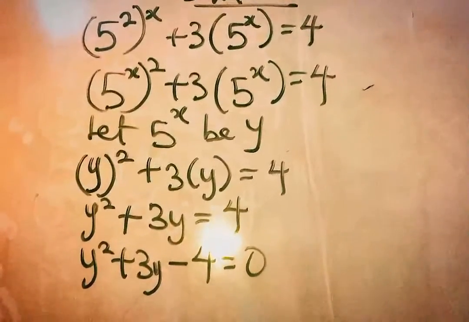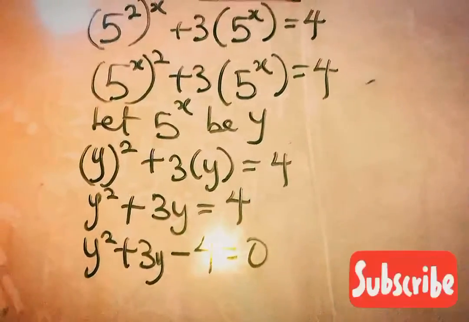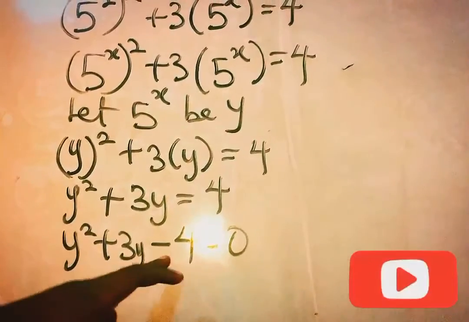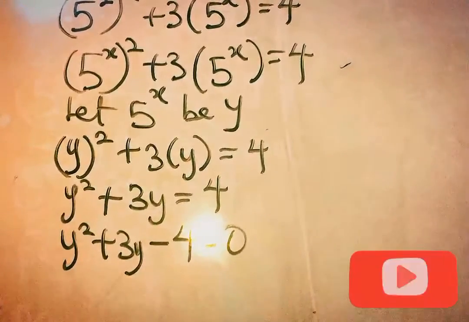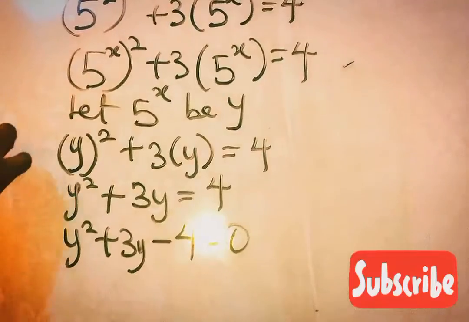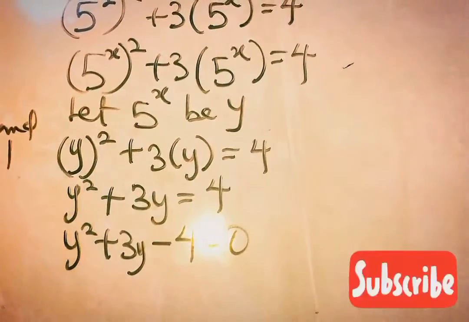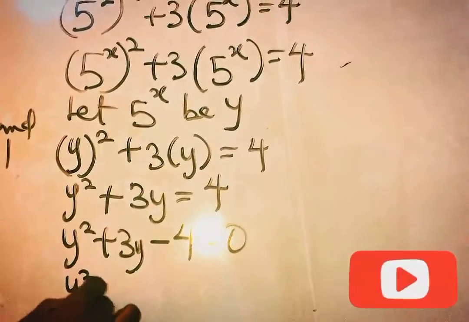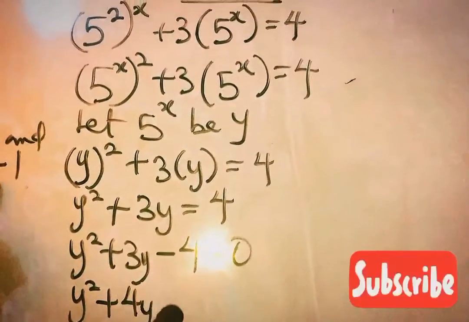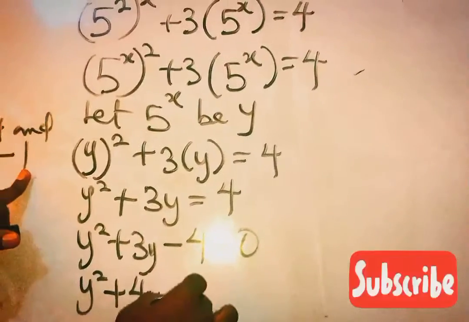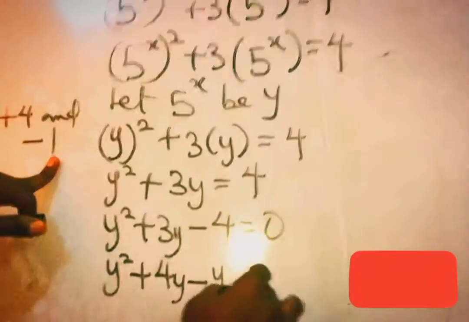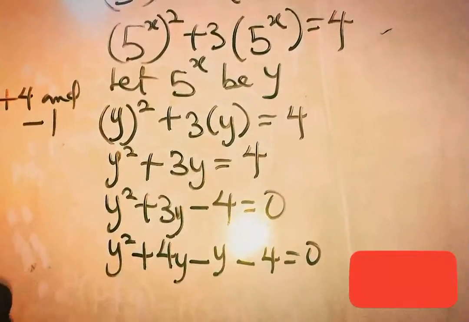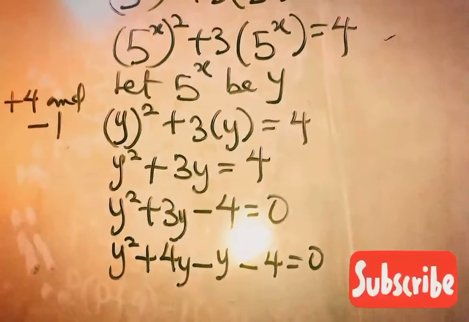With this now, I'm going to look for two numbers that when I add them together, they give me plus 3. When I multiply those same two numbers, they give me minus 4. Those two numbers are positive 4 and negative 1. So in place of 3y, I'm going to write positive 4y, and I'm also going to write negative 1y. Then bring down my constant, which is equal to 0.